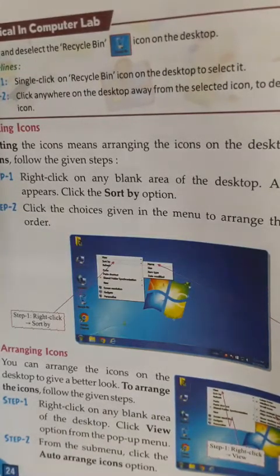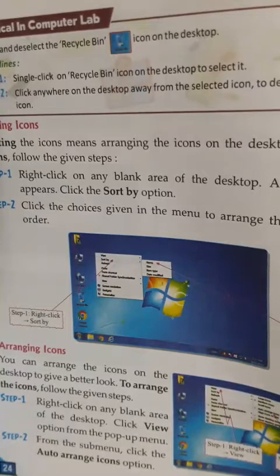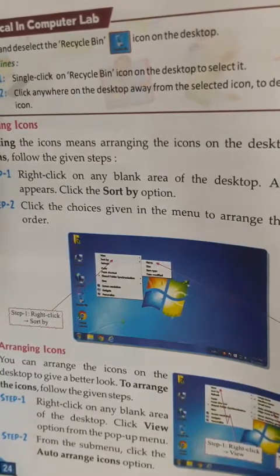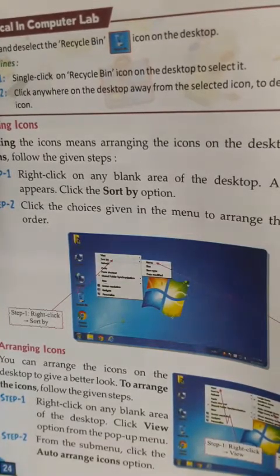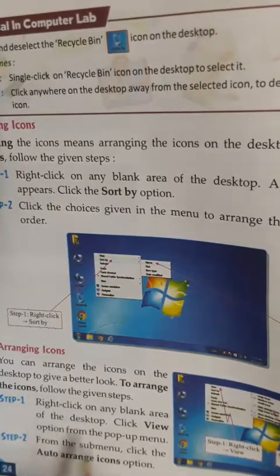Number 1, right click on any blank area of the desktop. So when you are choosing anything or you want the option, you click on the blank area. If you are not selecting any icons, if you want to select any icon, you click on the icon, whereas you click on the blank area on the desktop.